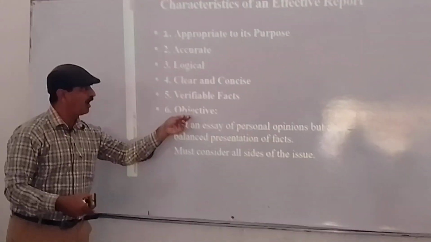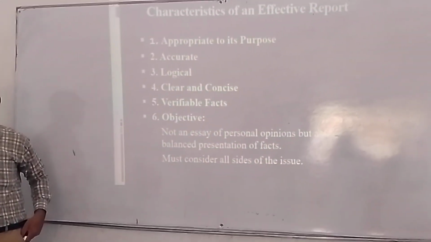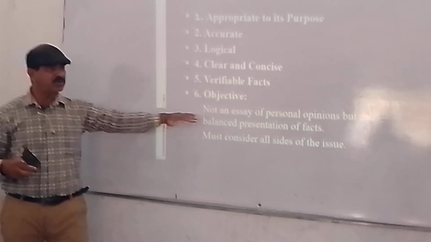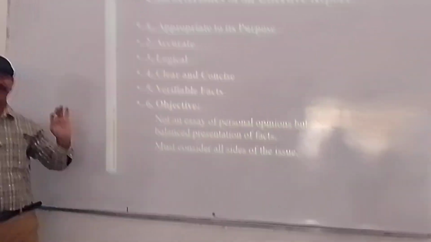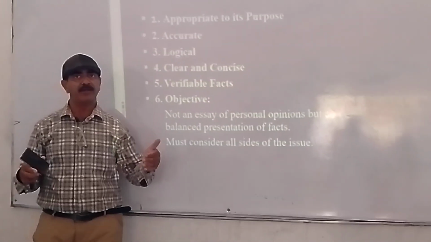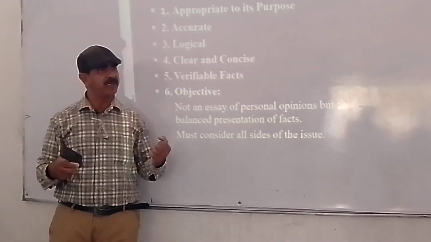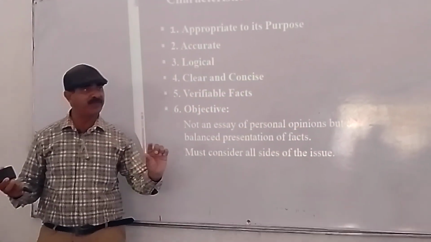Next one. Objective, it must be objective. Clear? What does objective mean? Factual. It should be factual. Avoid putting emotions into it. For example, you have judged the teacher. Clear? You say the English teacher is very strict. It is emotional. This sentence is emotional.